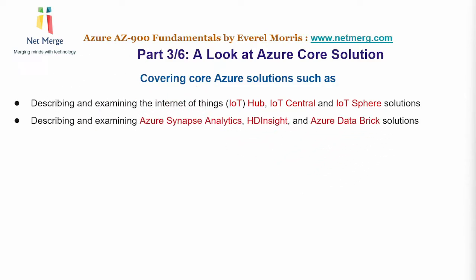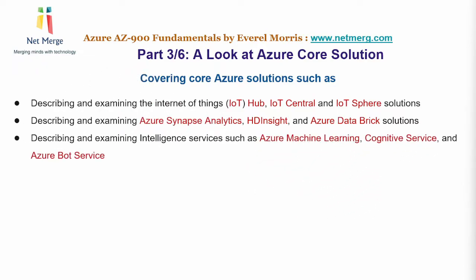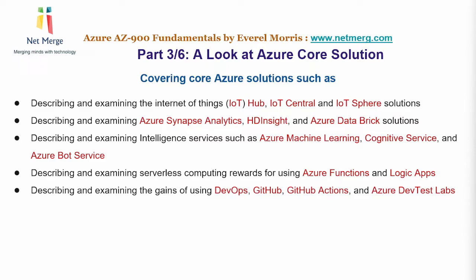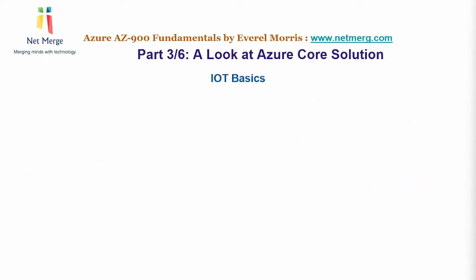Now, describing and examining Azure Sphere is another thing that we'll cover. We do HDInsight and Azure Databricks, so we'll look at those analytical services. We'll also talk about machine learning, cognitive services, and bot services. Then we'll move on to serverless computing, Azure Functions and Logic Apps. We talk about it briefly, and we'll talk about it in more detail. Then we go into DevOps, talk about GitHub, GitHub Actions, and DevTest Labs, and then we'll be finished with that part. So you see, it's not a lot.